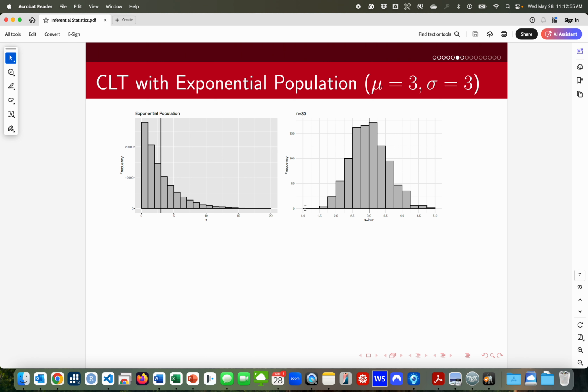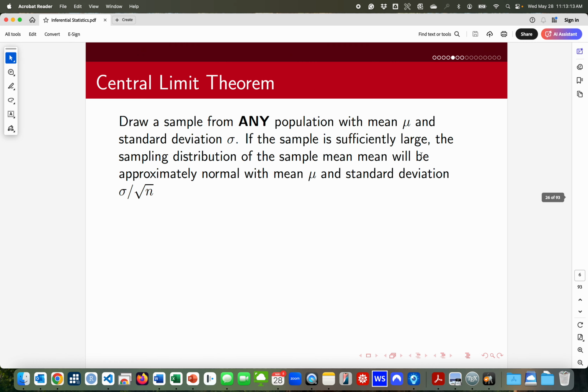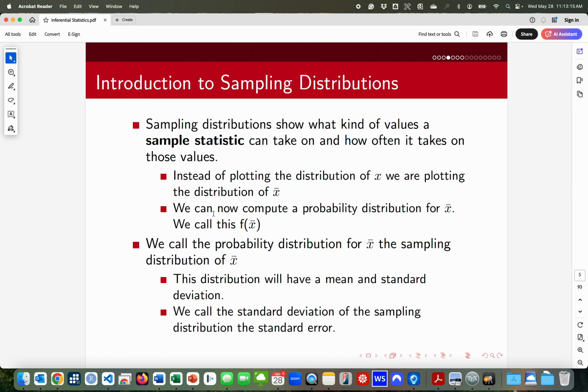And notice that the sampling distribution for the sample mean starts to look approximately normal. It starts to look like a normal distribution. So this would be the sampling distribution of the sample mean when the sample size is 30. So that's what we're thinking about with the sampling distribution. I'm going to take samples, find the mean, write it down, do that over and over and over again, and plot that distribution. So that distribution has a mean, it has a standard deviation.